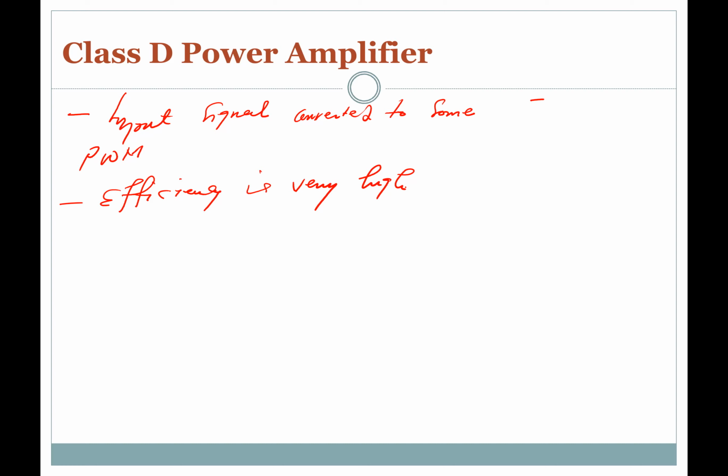So these are the amplifier classifications we have. We have looked at the A, B, C, AB, and then the D.